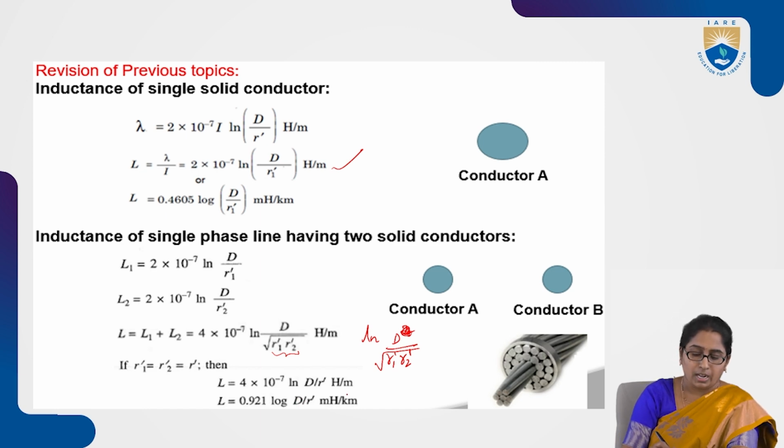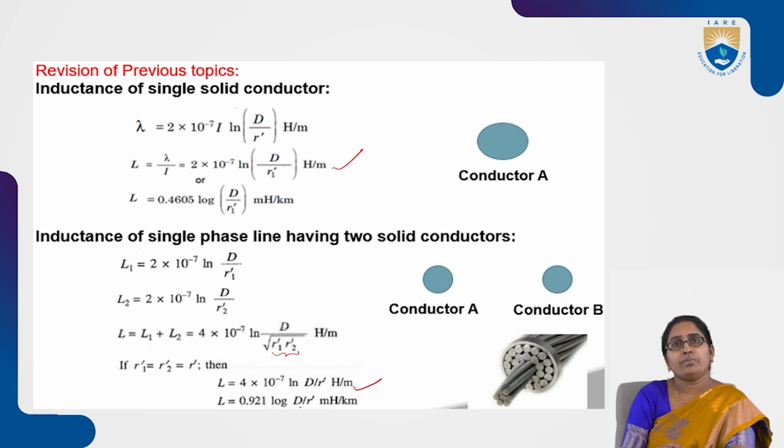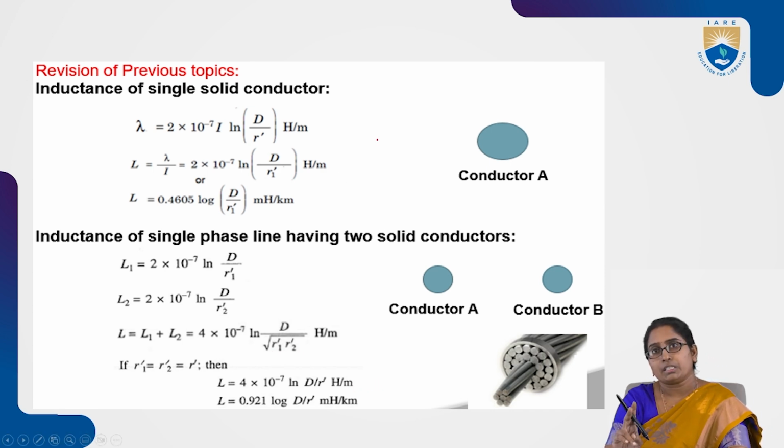Finally, this is the expression for a single phase transmission line where there are two conductors. You can see on the right side, one is conductor A and another is conductor B, and both are standard conductors. The total inductance expression is 4 into 10 power minus 7 log base e capital D by R dash henries per meter length. That is the single phase transmission line inductance expression.